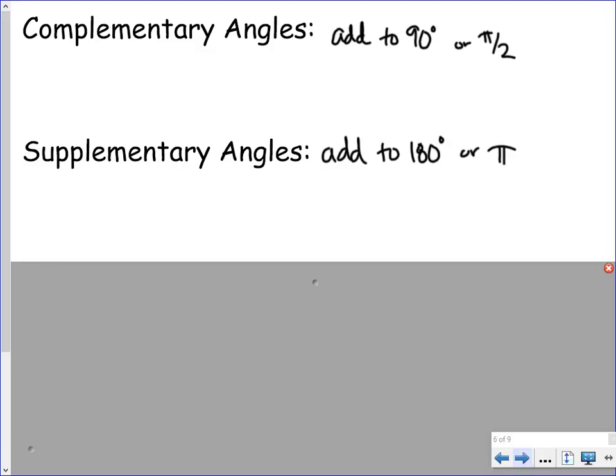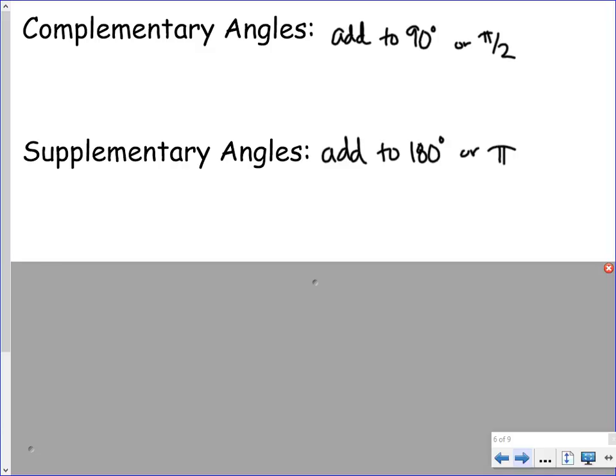So in your mind, if you can do complementary and supplementary in degrees, you can then translate that into radians. If I said, what's the complement of 35? Most of you in your head would do 90 minus 35. So if I say, what's the complement of pi over 3? Just do pi over 2 minus pi over 3.